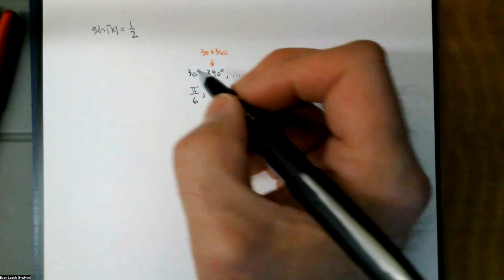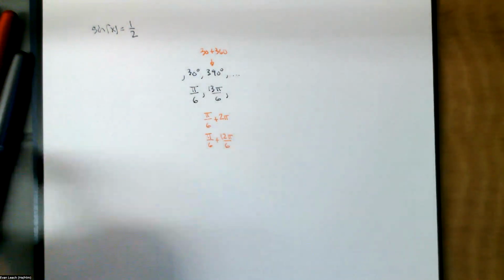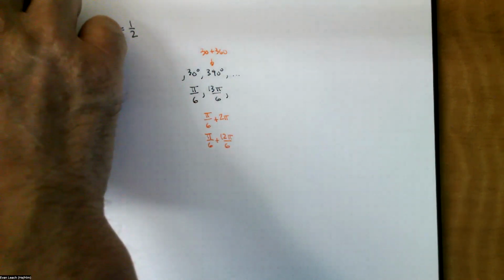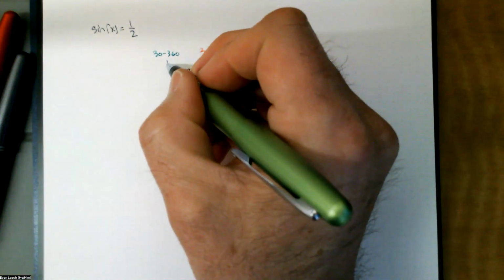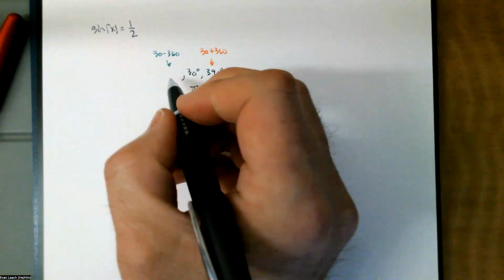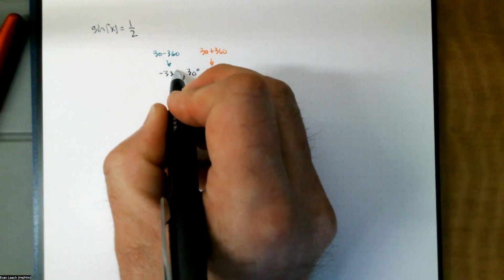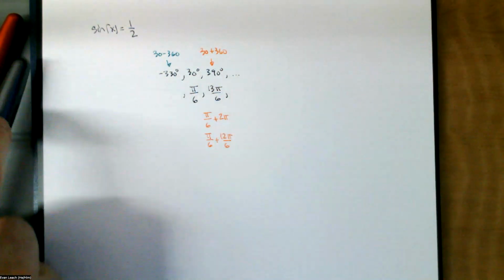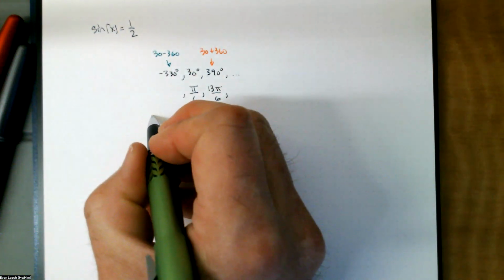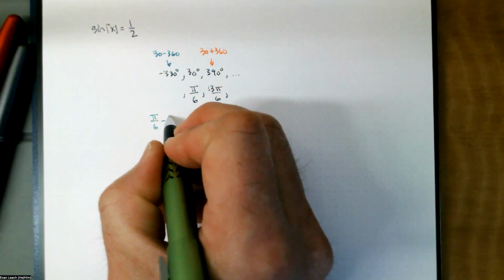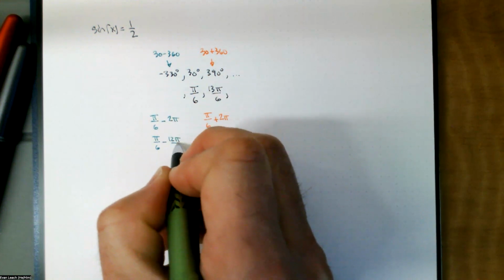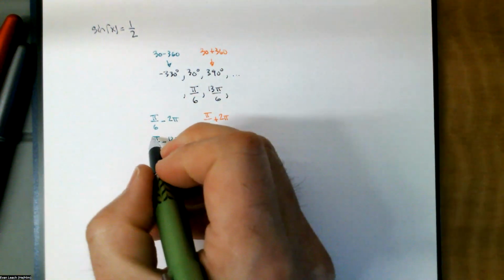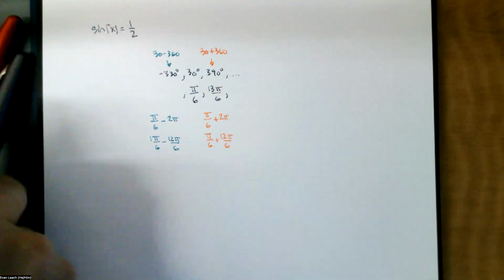Going backwards, we subtracted. We did 30 minus 360. So in radians, we just take pi over 6 and subtract 2 pi. We're just taking pi over 6 and subtracting 12 pi over 6. And then it comes down to 1 minus 12 is negative 11.